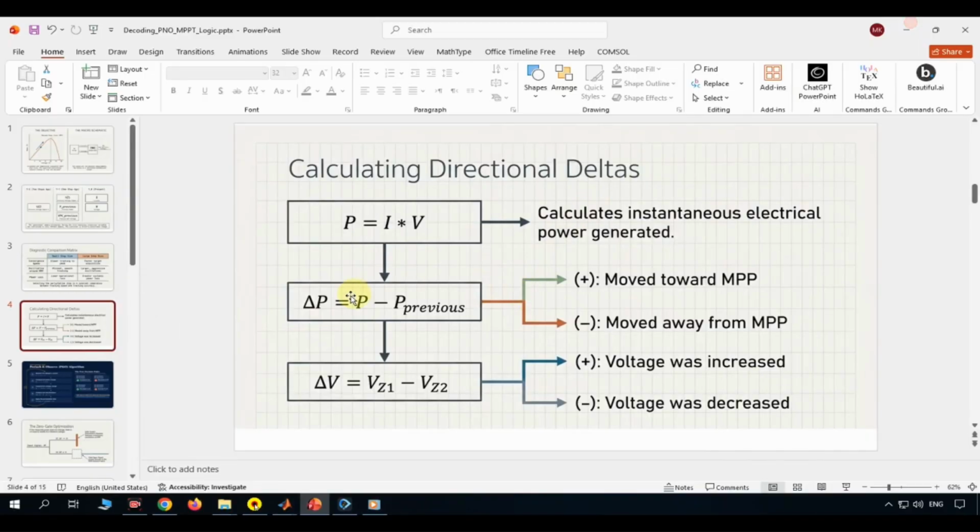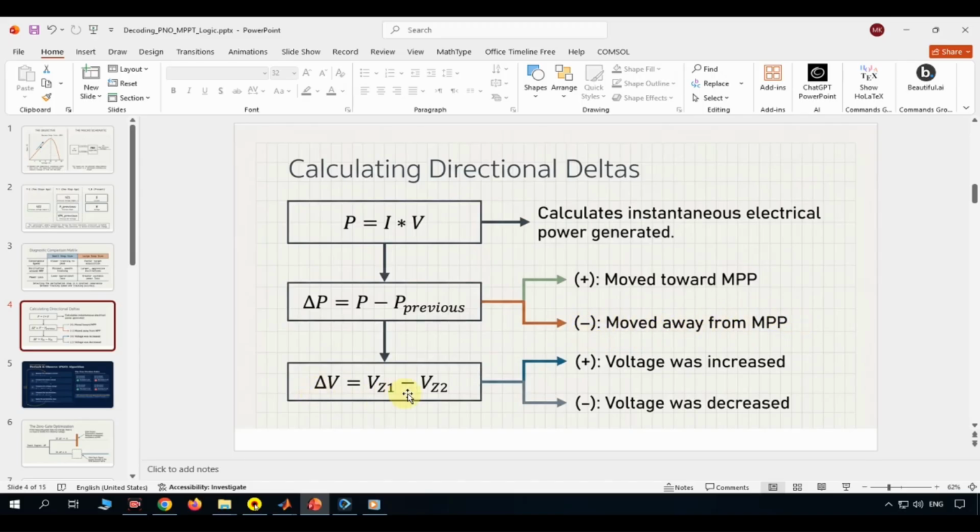Next, the controller calculates the change in power. This is the current power minus the previous power. This tells us whether the last perturbation increased or decreased the output power. If the change in power is positive, the operating point moved toward the maximum power point. If the change in power is negative, the operating point moved away from the maximum power point.